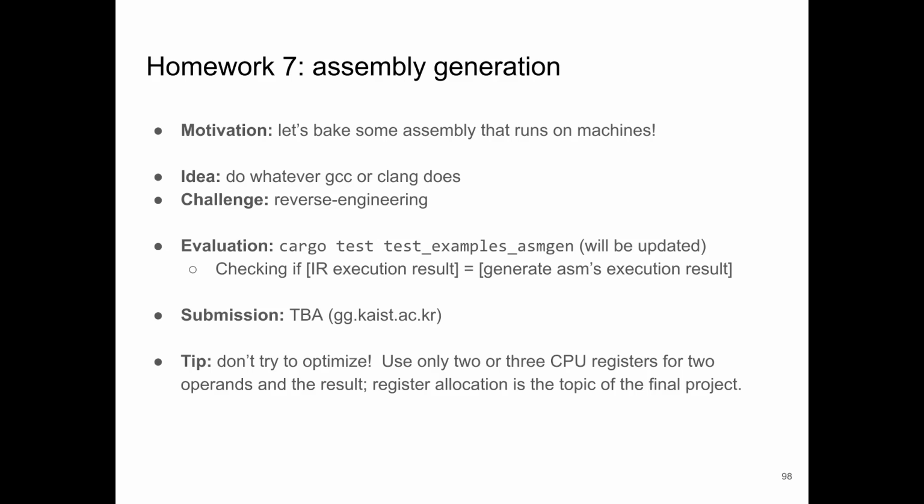I uploaded a test script, which is like this: cargo test examples assembly generation, and it will compile some IR code into assembly using your assembly generation code, and it will check if the results are the same. The IR's execution results and the generated assembly's execution results should be the same.